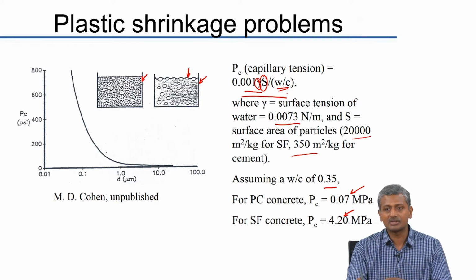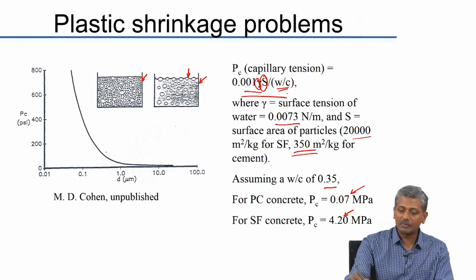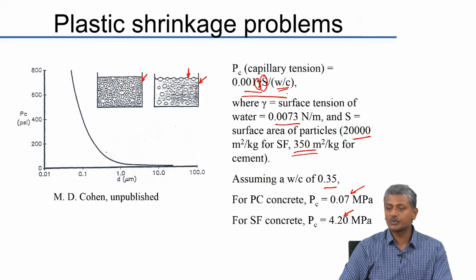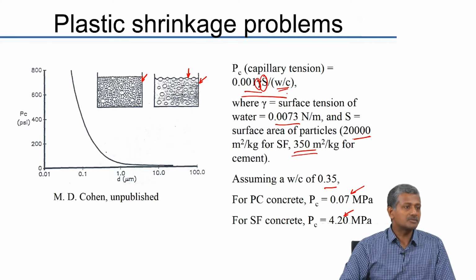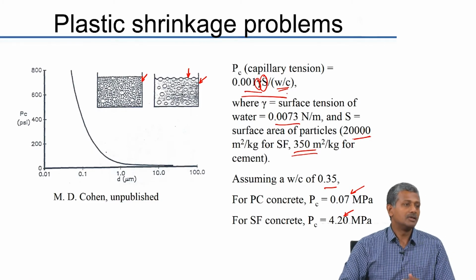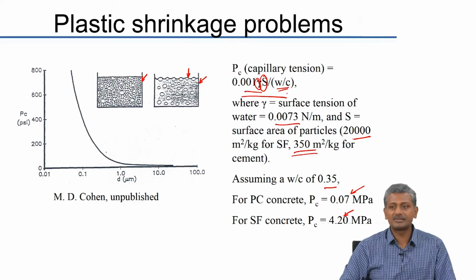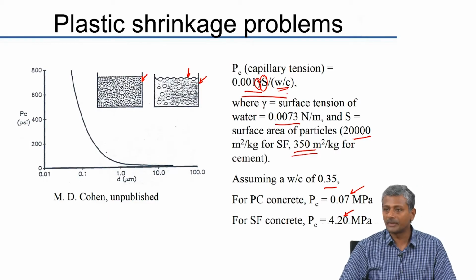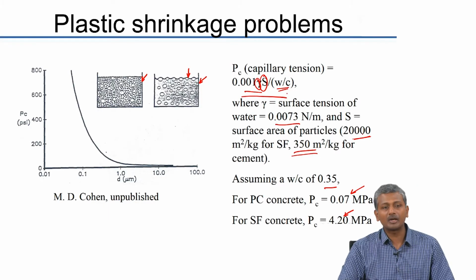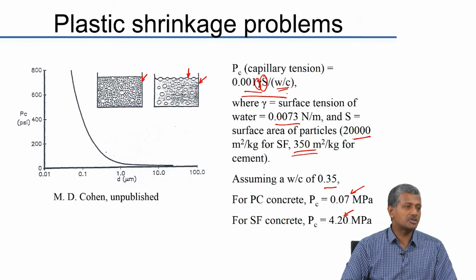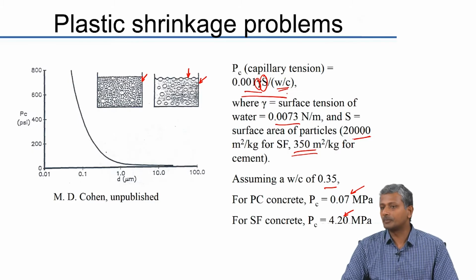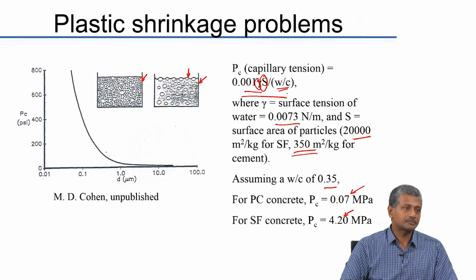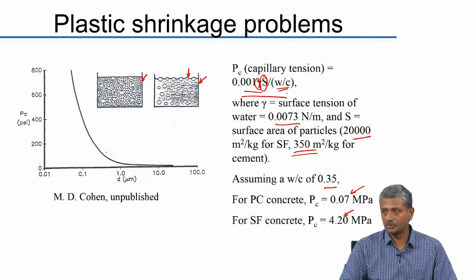Now, of course, there is an exaggeration based on these values that have been obtained, right. 20,000 square meters per kilogram has been used as a surface area of silica fume particles, whereas 350 for cement particles. You are using a blend here, cement and silica fume, it is not plain silica fume. But just for the purpose of argument, this capillary pressure can be actually looked at as a means of understanding why concrete with silica fume is susceptible to cracking because of plastic shrinkage issues. Okay.